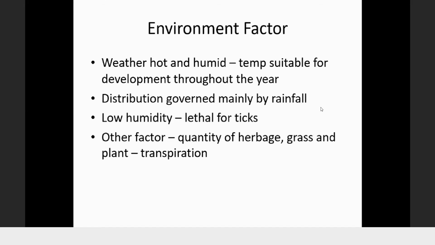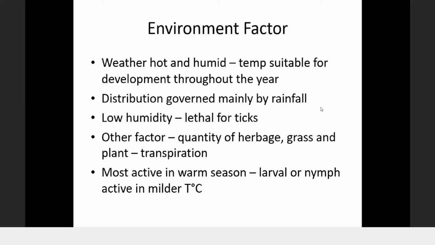Okay. And other factors, for example, quantity of fish, grass, and plant. That's why the bushes are really important. So if the question has a history of the presence of bushes, you have in mind that it could be tick infestation. And then it's most active in the warm season. This is especially for temperate countries. And then larvae or nymphs are active in milder temperatures.